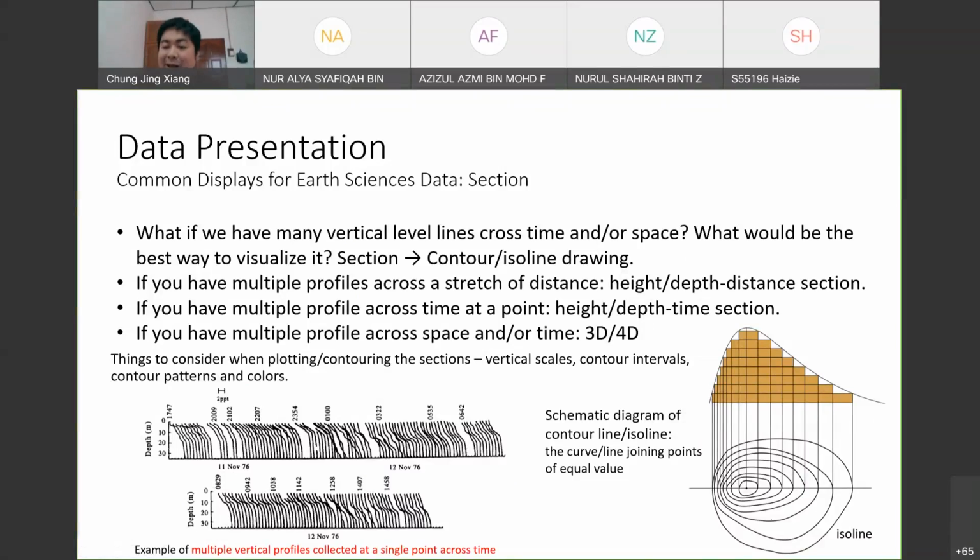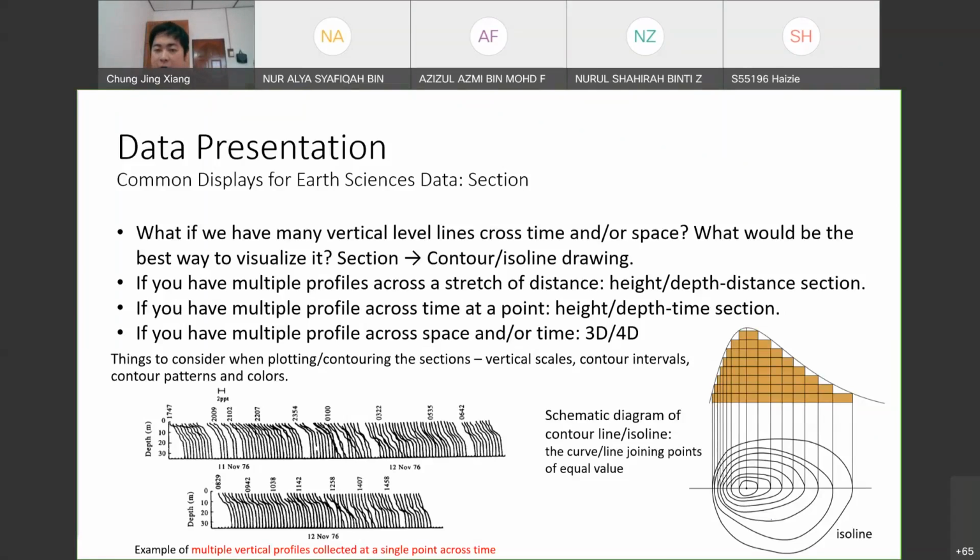So this gives you iso line, and if you draw a lot of iso line, eventually you'll get a contour. If you have multiple profiles across a stretch of distance, it's called a height or depth distance section. If you measure a lot of profiles across time, we call it a height or depth time section, for atmosphere or ocean. And if you have multiple profiles across time and space, you usually create something like a 3D or 4D visualization to represent all those vertical profiles you mentioned.